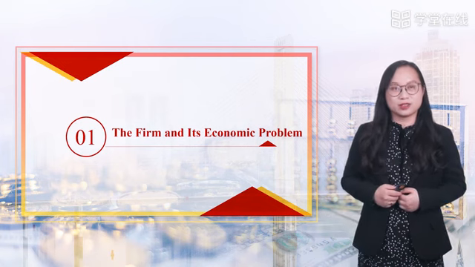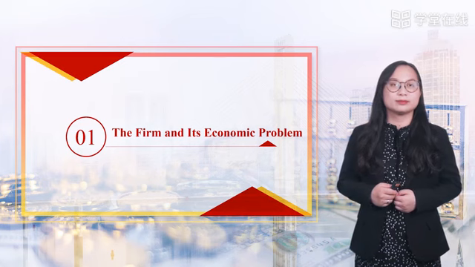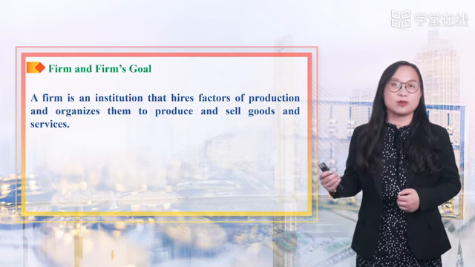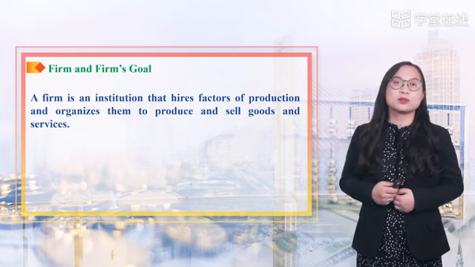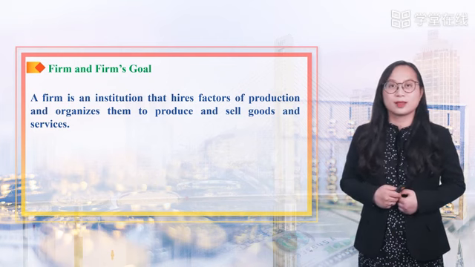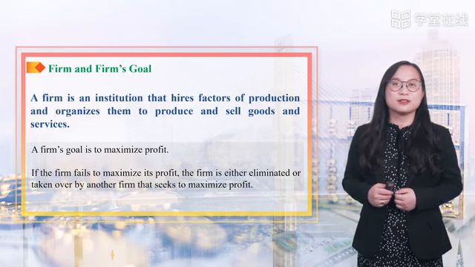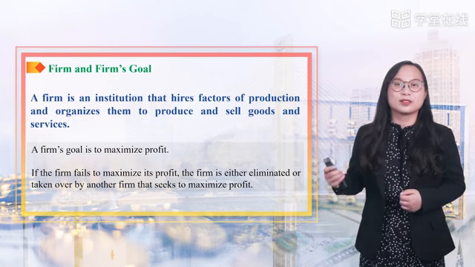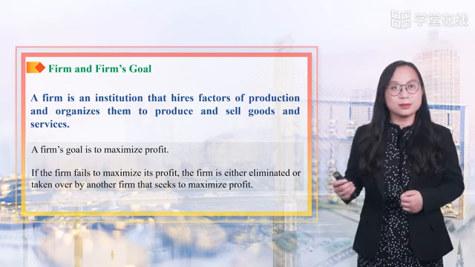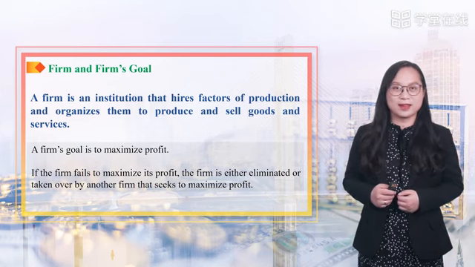Okay, our first session in this chapter is the firm and its economic problems. A firm is an institution that hires factors of production and organizes them to produce and then sell goods or services in the market. Specifically, a firm's goal is to maximize its profits for the most part. If the firm fails to maximize its profits, the firm is either eliminated or taken over by another firm that seeks to maximize profits.